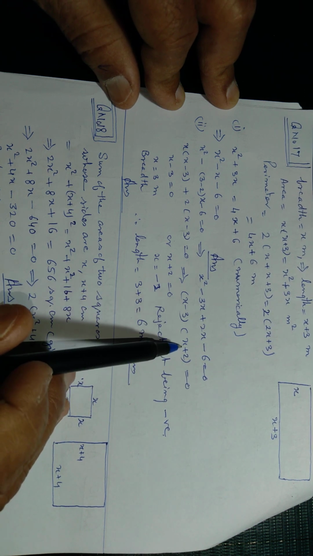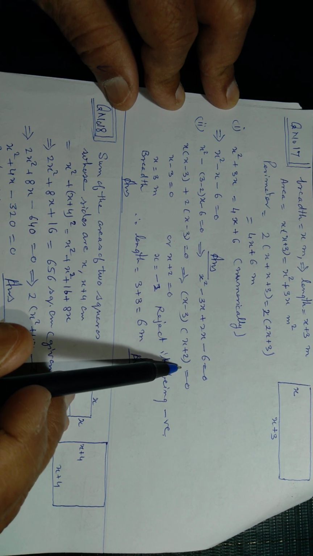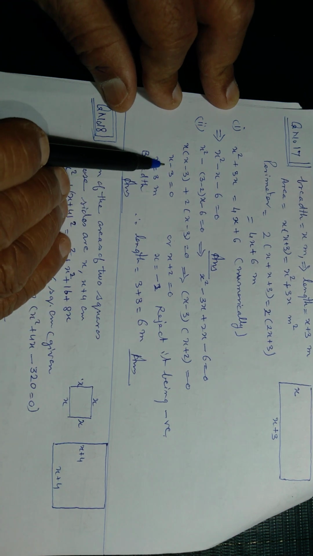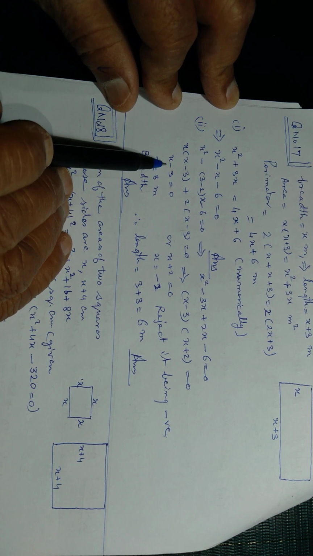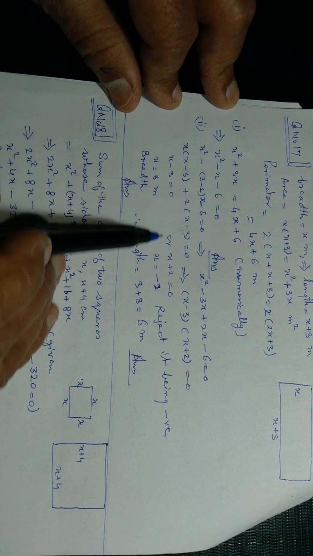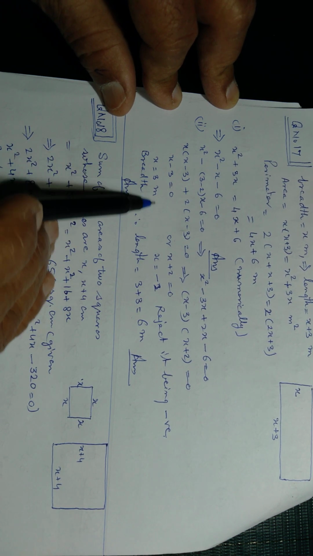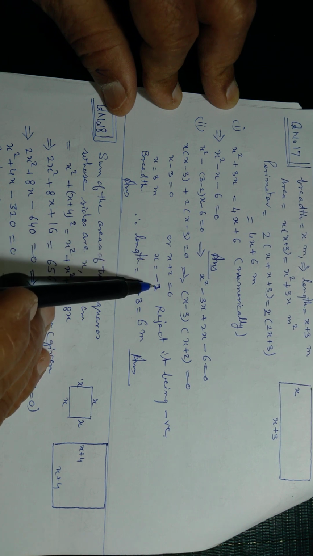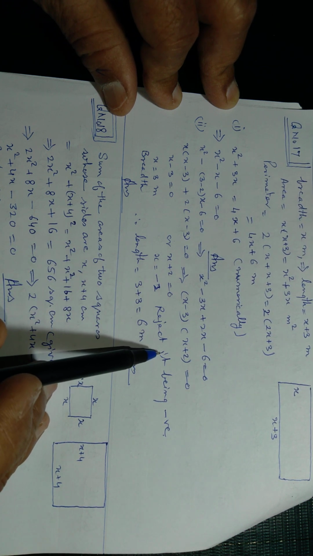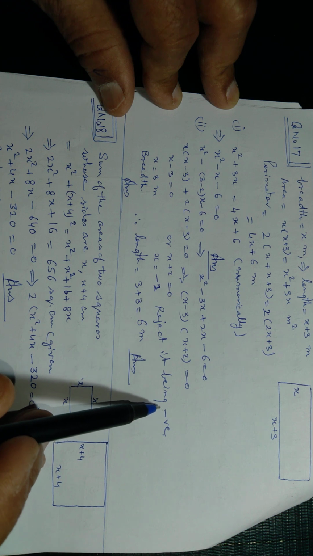Now these two factors multiply to 0, hence alternatively we put x minus 3 equal to 0 and x plus 2 equal to 0. Here x will be equal to 3 meters, and here x will be equal to minus 2 meters, which will be rejected as it is negative.